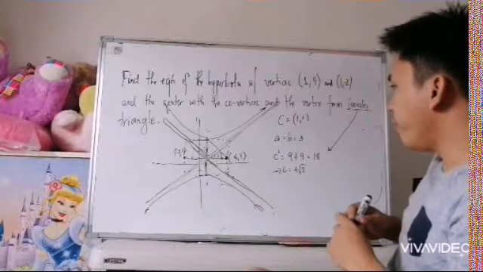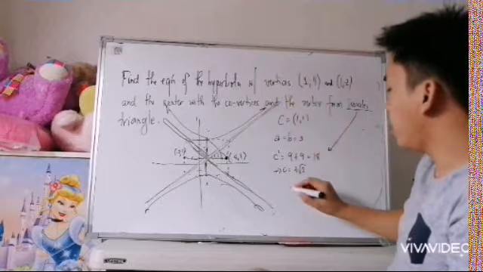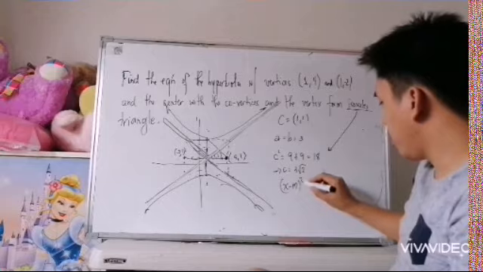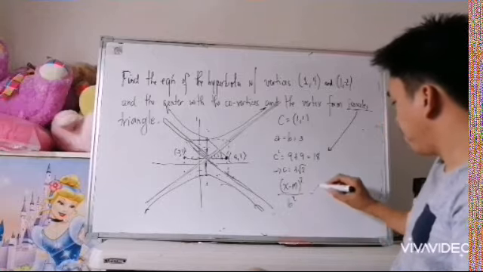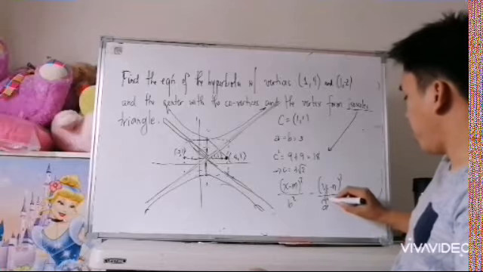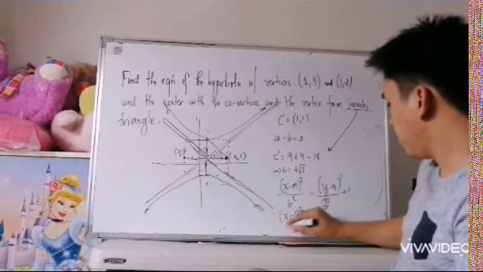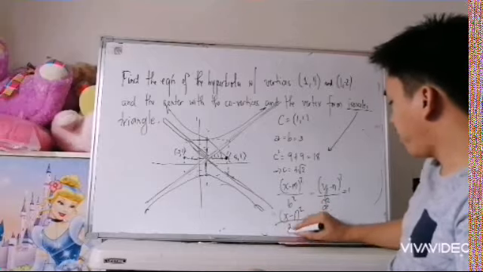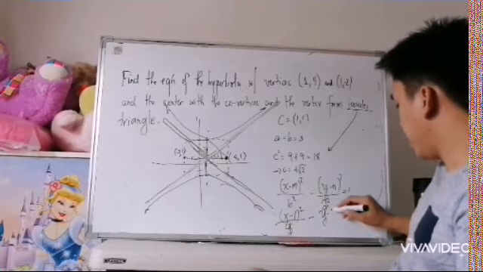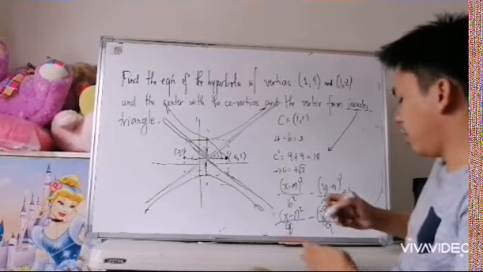Okay, so solving for the equation, since that's oriented vertically, our equation should be like this. A squared equals 1. So our center is 1. So our B is 3 squared, so 9 minus y minus 1 squared over 9 equals 1.